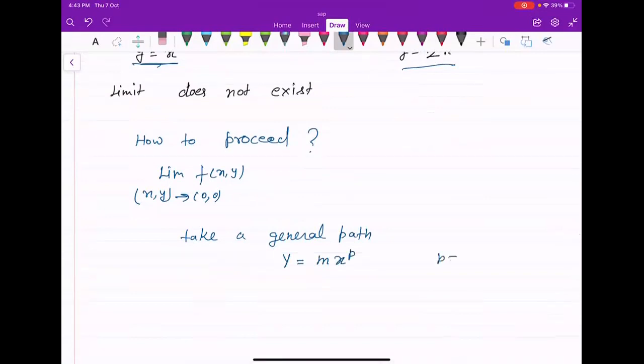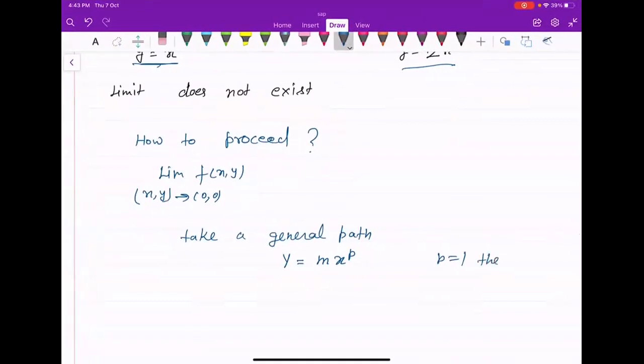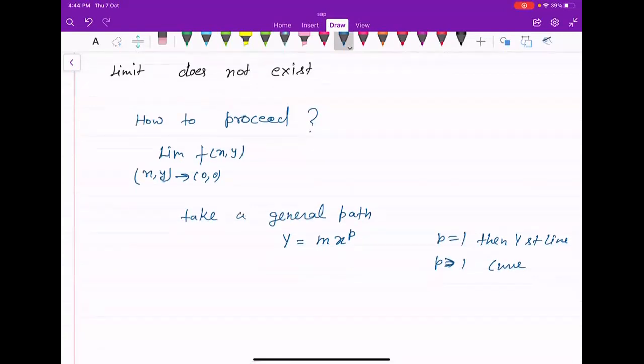If p equal to 1, then it is a straight line. If p is greater than 1, then it is a curve. So what is your aim? To move toward the point 0, 0 by any of the paths. So we'll take y equal to m x^p. So when y is tending to 0, x is tending to 0.